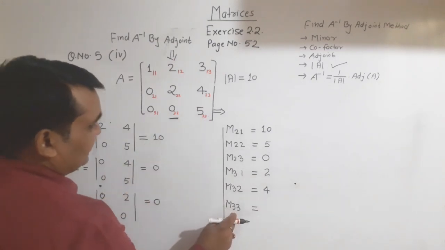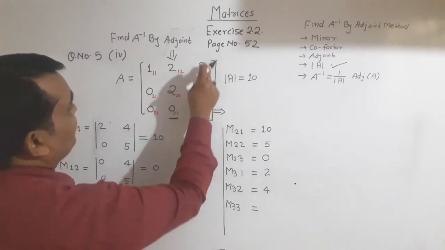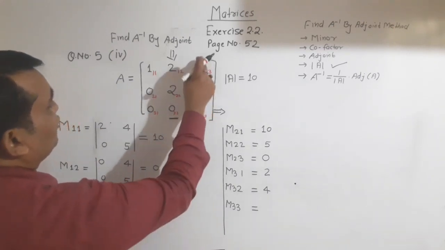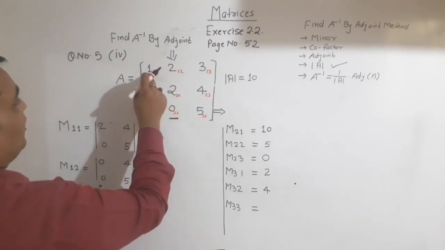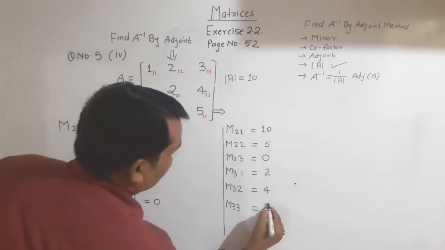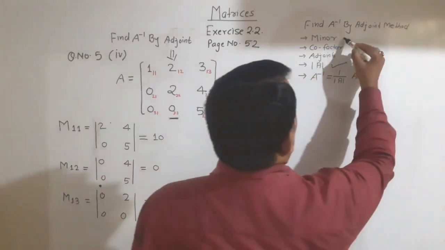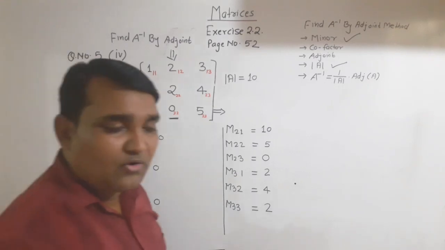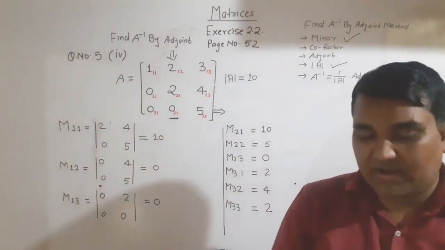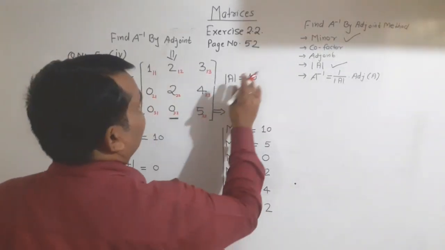Sorry, it's 33. 33 it's 5. So this one, third row, third column. So it's 1 2 0 2, that is 2. Now we got the minors. Next we have to find the cofactor. Now dear, to find the cofactor, we just have to work out the formula.